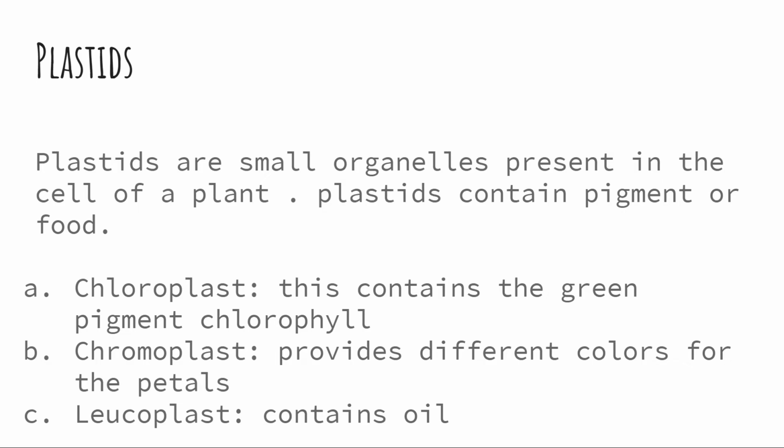There are three types of plastids. We have the chloroplast, we have the chromoplast, and the leucoplast. The chloroplast contains the green pigment that we call chlorophyll. And as you might have studied, chlorophyll is what makes the stem and the leaves green. The second type of plastid, chromoplast, provides different colors for the petals. Then the third type of plastid we have contains oil, usually in the seed of this particular plant.